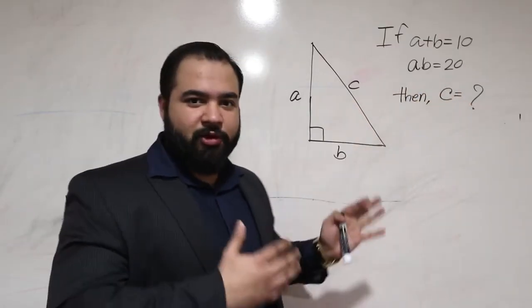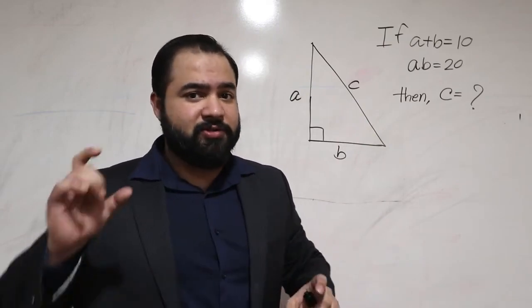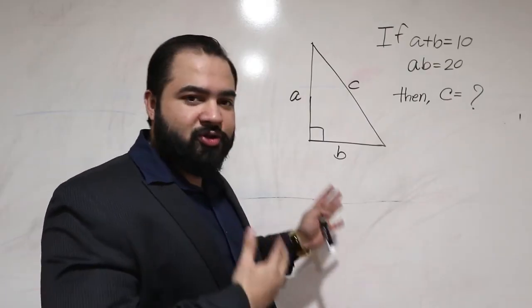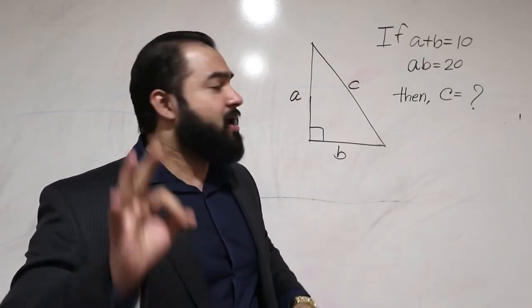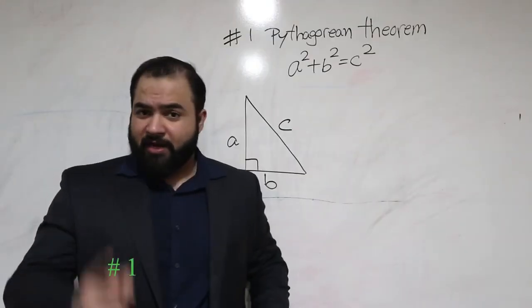Can you solve this question using your traditional Pythagorean theorem, a squared plus b squared equals c squared? No, you can't. If you want to learn how to solve these questions and the three Pythagorean theorems today, watch the full video, guys. Okay, number one.